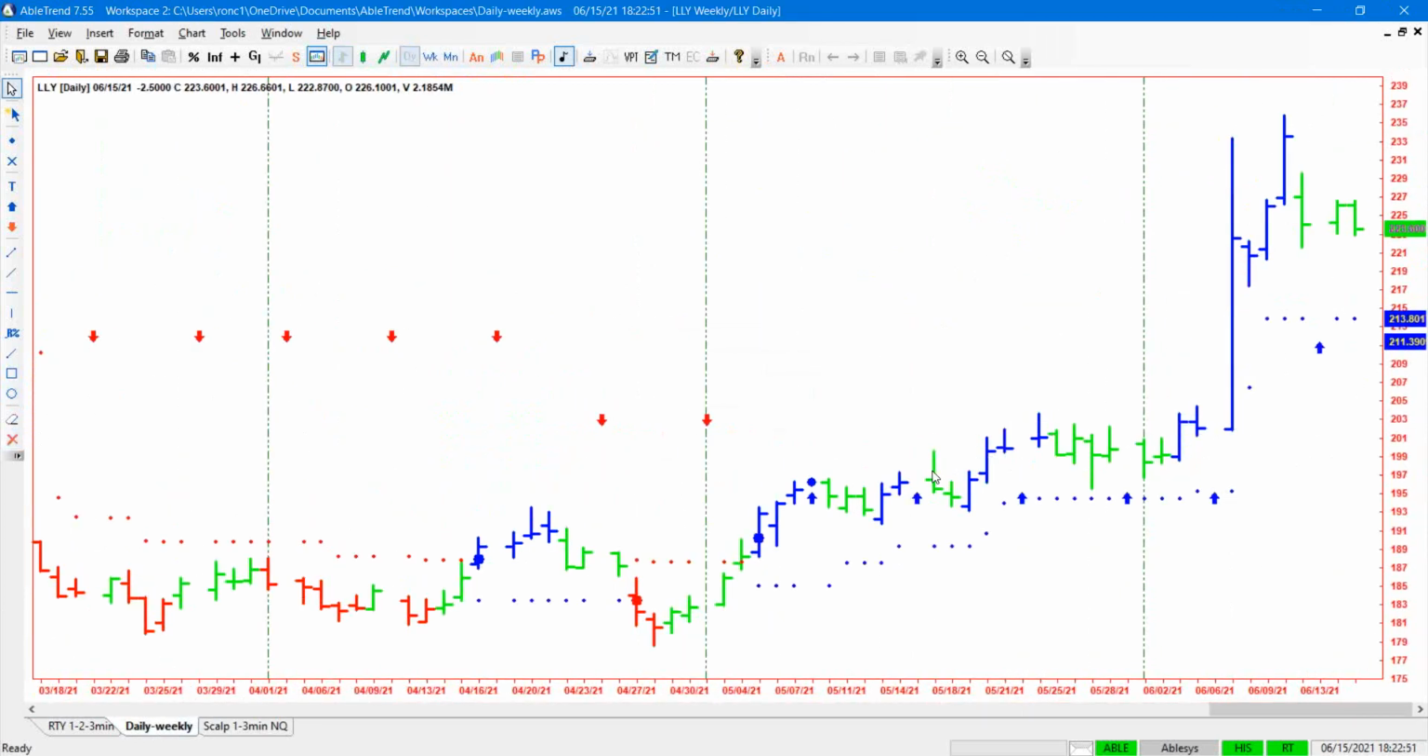Well, there's Eli Lilly. Nice little trade came in over here, it looks like. A month ago, Able Trend traders who use daily weekly, right there, a month. This would be a losing trade if you're a short trader.